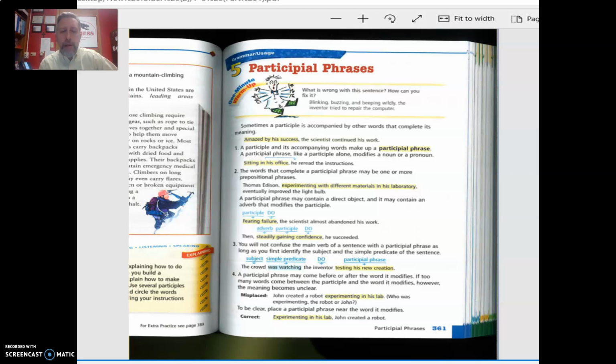If too many words come between the participle and the word it modifies, however, the meaning becomes unclear. You can get further work on that by doing the 1-minute warm-up. It kind of deals with that.